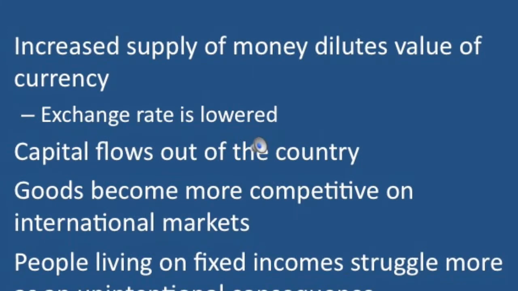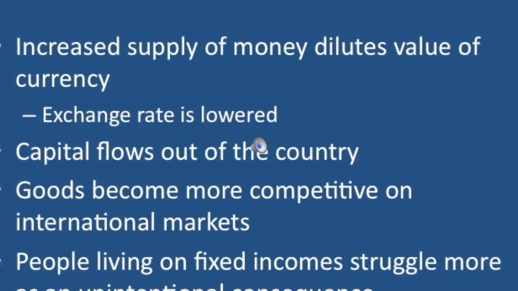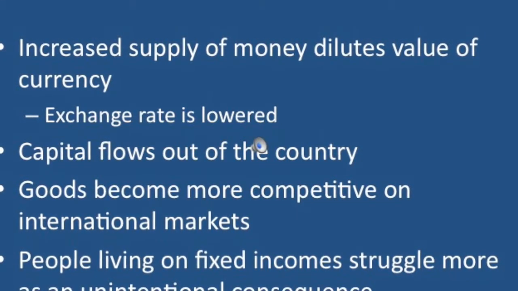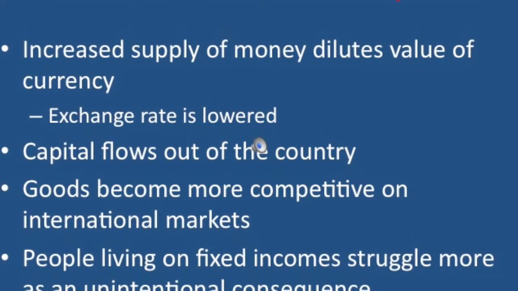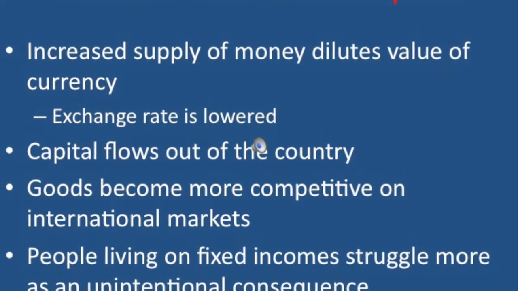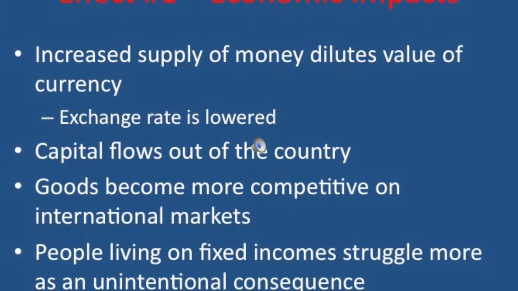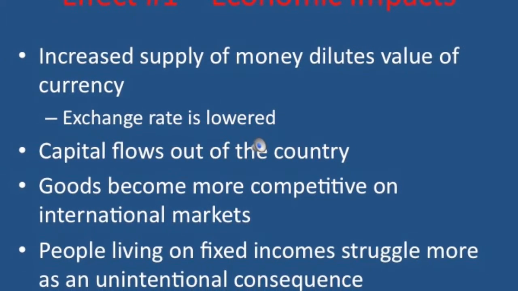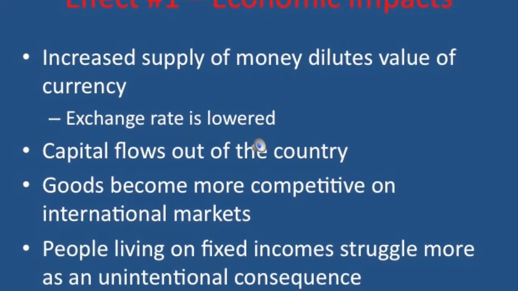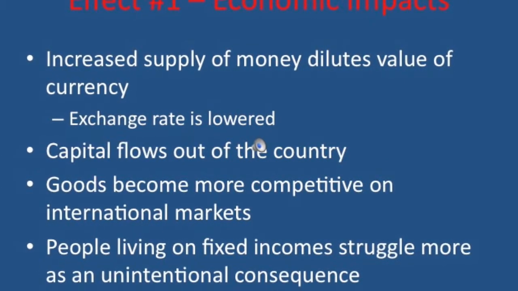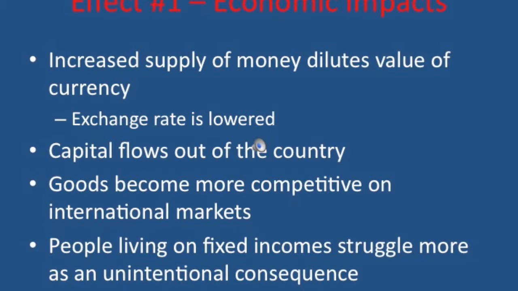The first main effect of quantitative easing is a dilution of the currency value. When the central bank prints more money, so it can buy bonds and other forms of financial paper, treasury notes, and whatnot, the currency is diluted because of the increased supply. So, with the increased supply comes a decrease in the value.